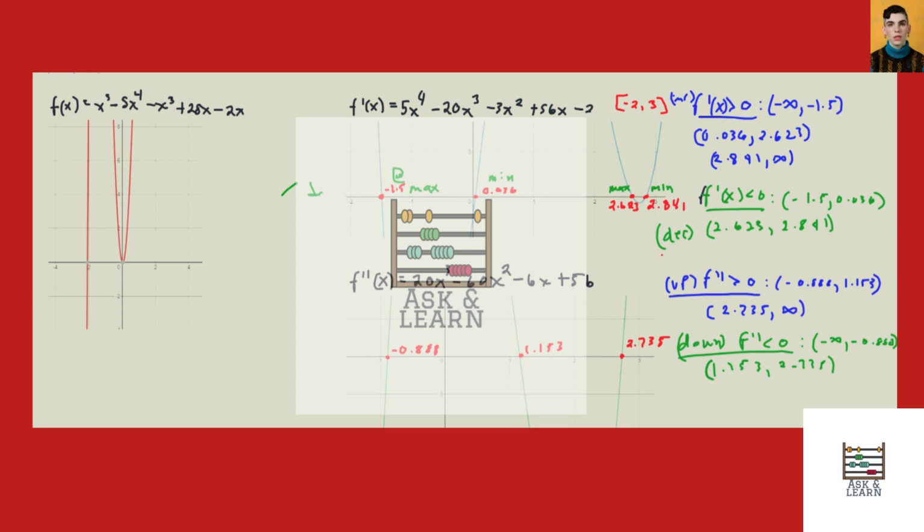Now let's go ahead and see what's going on with these points. So we're changing concavity at each of them. So to the left of x equals negative 0.888, it's down and then up. So this is an inflection point. Likewise for 1.153, it goes from up to down, and then 2.735, it goes from down to up. So we know all three of these will be points of inflection. All right, so now we have some ideas of x values that we need to include into our graph at a minimum.